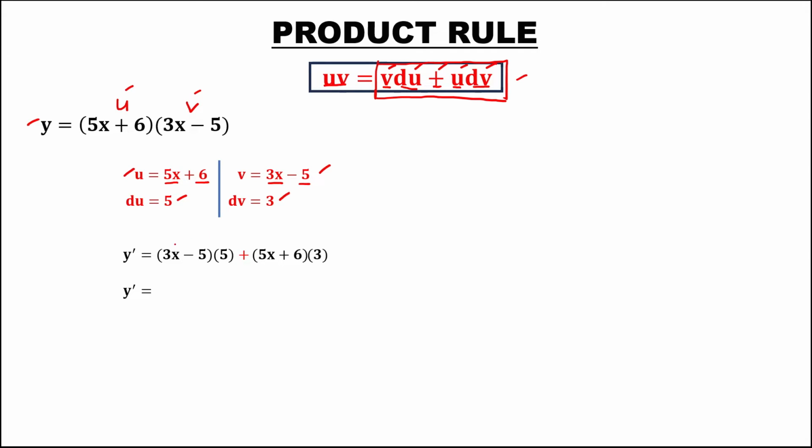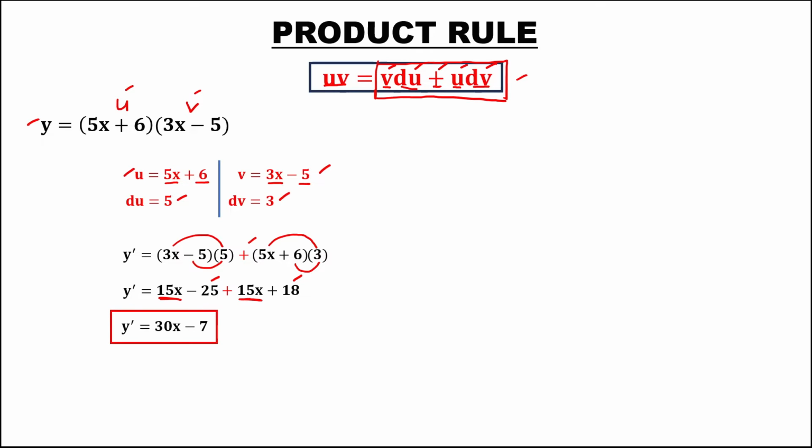Then simplify. So 3x times 5, that's 15x, and negative 5 times 5, that's negative 25. Then plus 5x times 3, that's 15x, and positive 6 times 3, that's positive 18. Then combine like terms. So 15x plus 15x, that's 30x, and negative 25 plus 18, this is negative 7. So this is now the derivative.